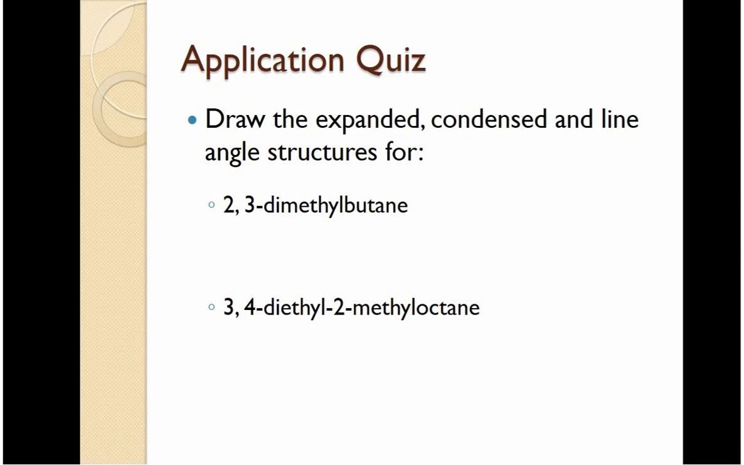I'm going to do expanded first. Butane means 4. So 1, 2, 3, 4. All single bonds, so there's all single bonds here. 2,3-dimethyl. So on this carbon, 1, 2. And on this carbon, I'm going to have a methyl group. Now I'm just going to fill in so that each carbon has 4 bonds, and I'm going to fill in my hydrogens. H, H, H.